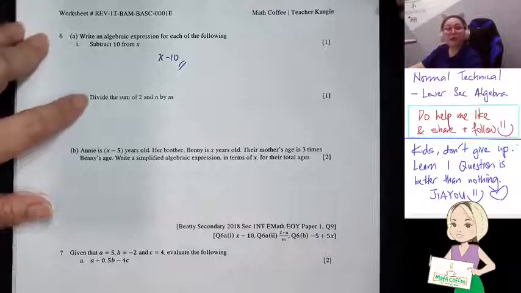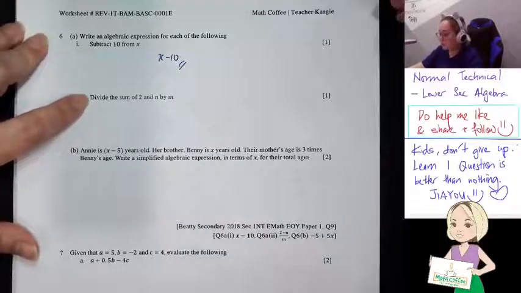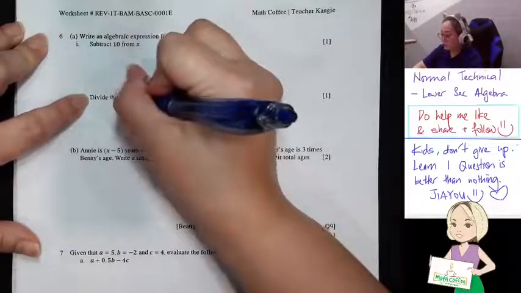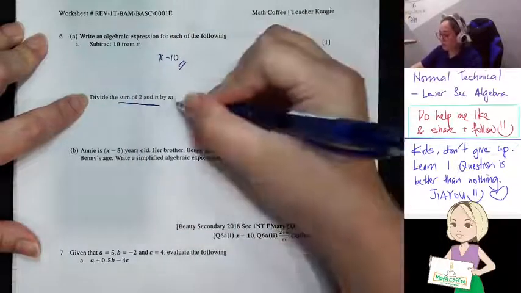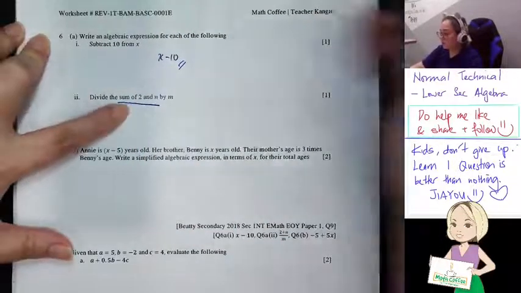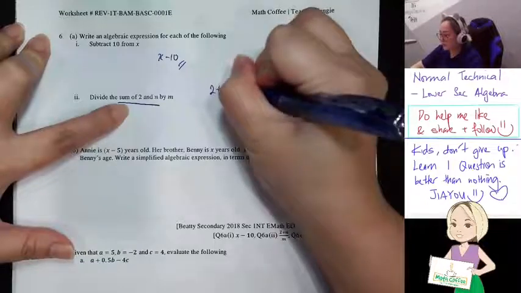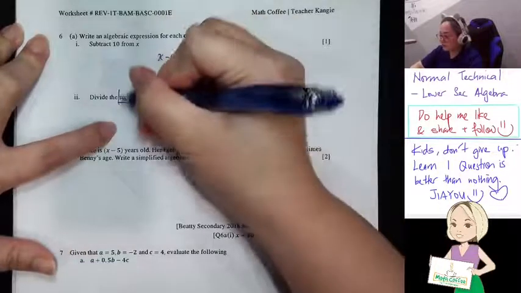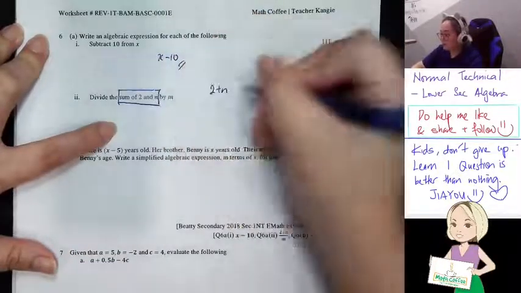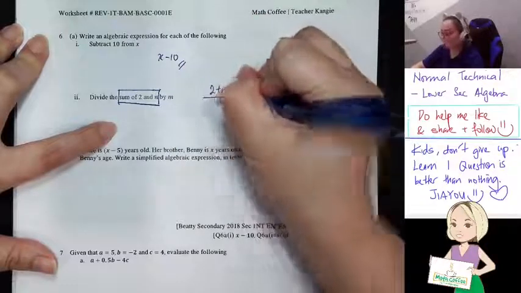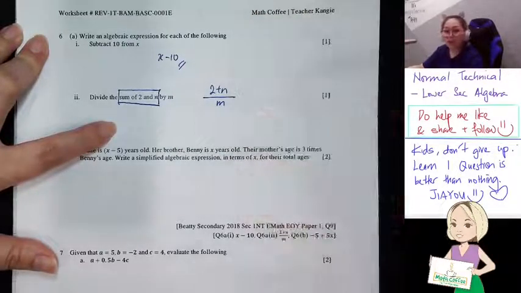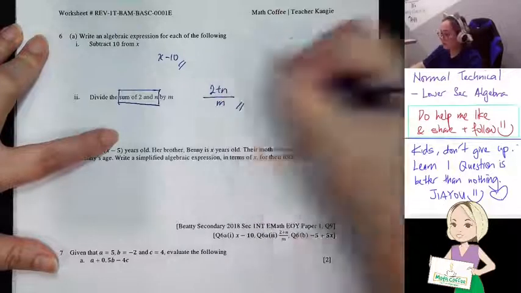Now this one. Divide the sum of 2 and n by m. So the sum of 2 and n is 2 plus n. They want to divide this by m, so that means the whole thing divided by m. And this one you cannot further simplify, so this is your final answer.